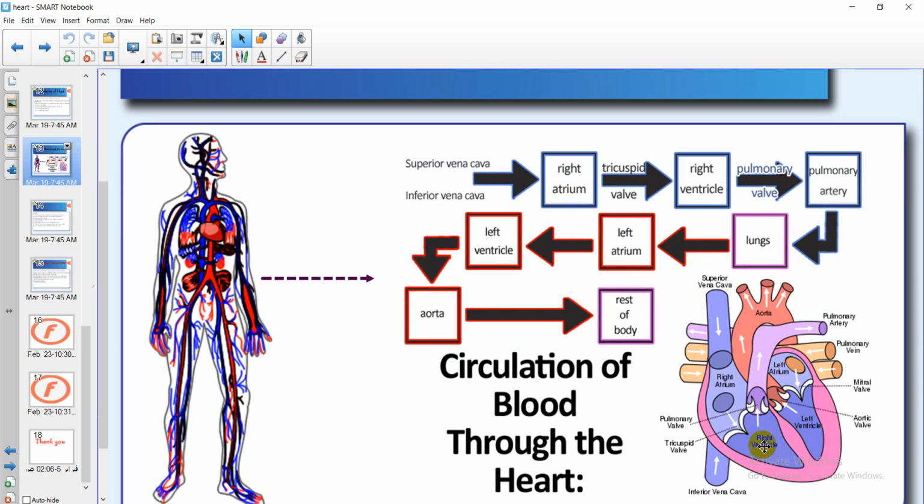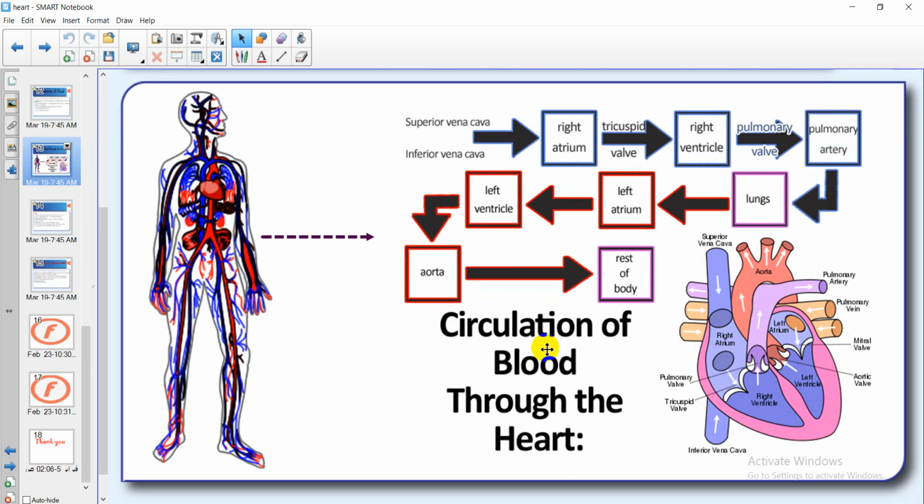The right ventricle pumps the blood to the pulmonary artery, as you see. The pulmonary artery is connected with the 2 lungs. The 2 lungs pass the blood to the left atrium here. The left atrium moves the blood to the left ventricle by the valve. The left ventricle pushes the blood to the aorta, and the aorta pumps the blood to all body cells. This is the circulation of the blood through the heart.